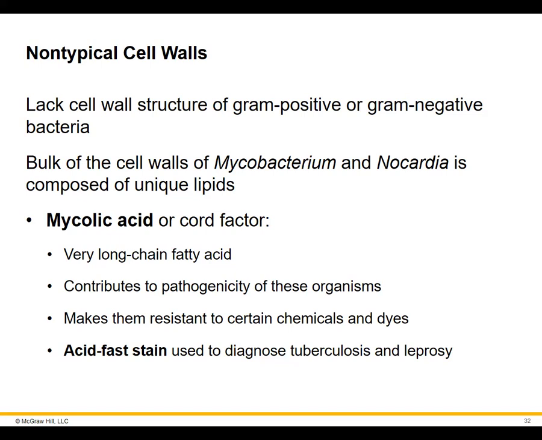Mycobacterium and mycoplasma. You understand now how you could get these confused. Pretty easy. Okay, so mycolic acid. Mycolic acid, myco, okay? Is a wax, a waxy substance that is found on the surface of mycobacterium cells.